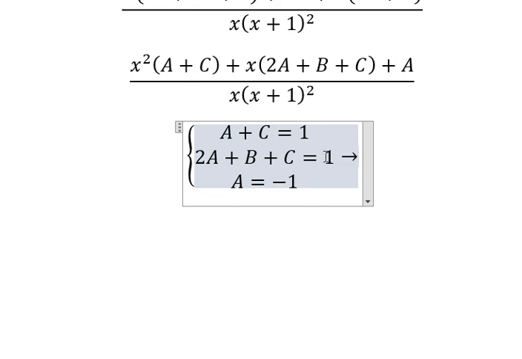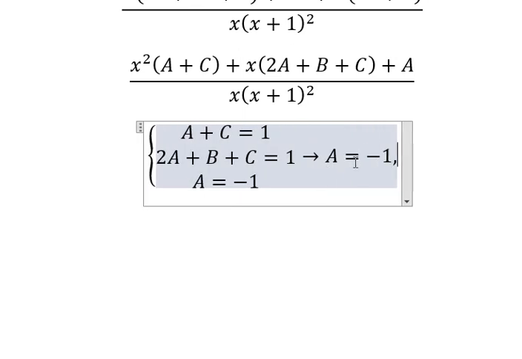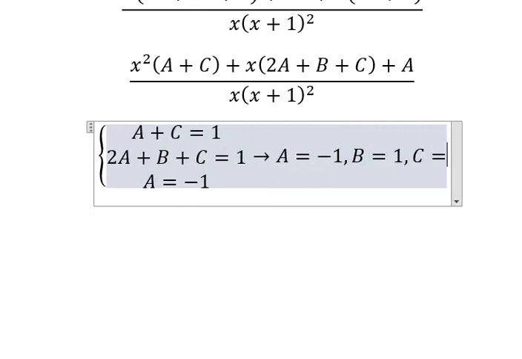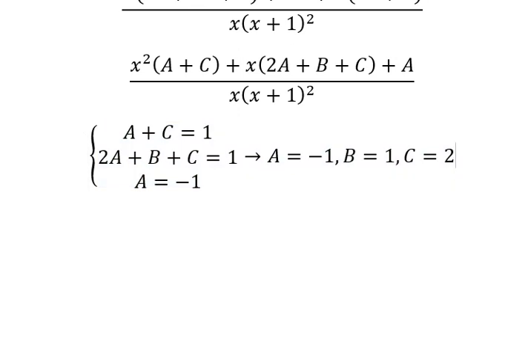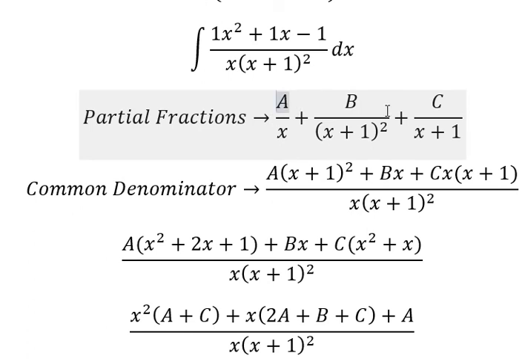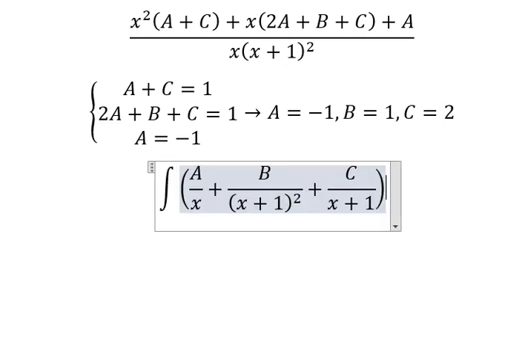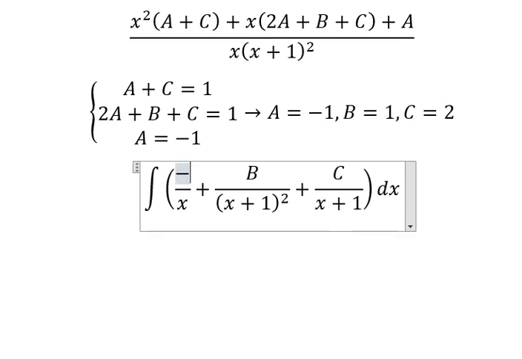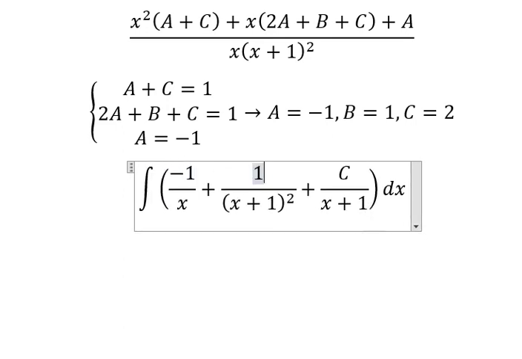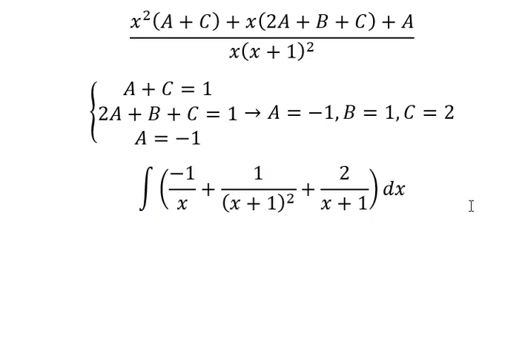Now we need to find the solutions of A, B, C. So a equals negative 1, b equals 1, c equals 2. And now we put A, B, C back in here. So a equals negative 1, b equals 1, c equals 2.